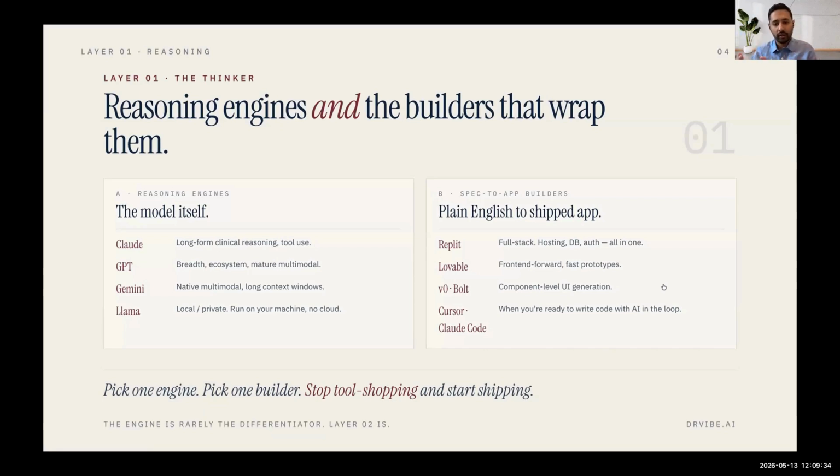And then there are the spec-to-app builders that we have. These are the Replits, the Lovables. Replit is what we used last week. Claude Code, Codex. These are kind of the brain with the actual body, and they can do things, and they can ship things.